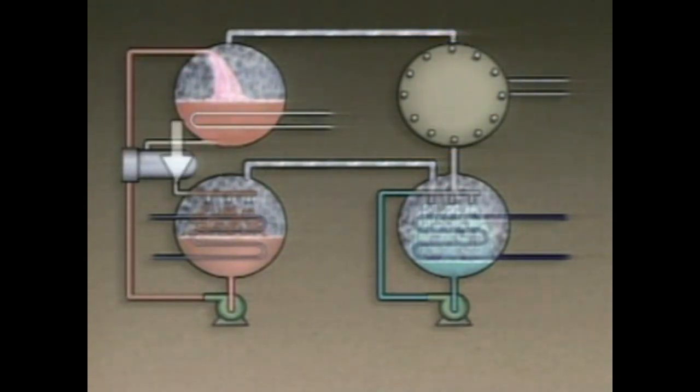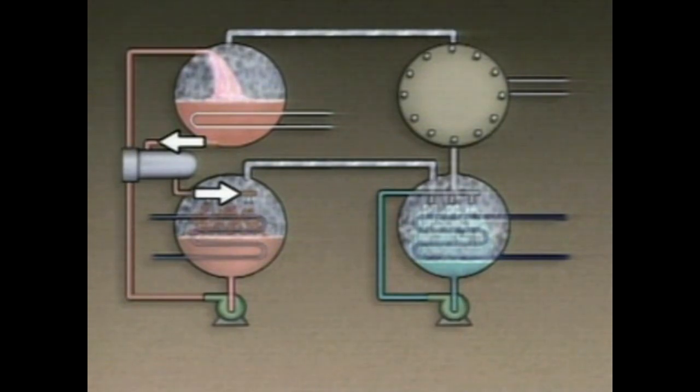The strong absorbent is sent back to the absorber. On its way, it passes through a shell and tube heat exchanger. Weak absorbent on its way to the generator also passes through this heat exchanger. In this heat exchanger, the strong absorbent gives up some of its heat to the weak absorbent. Cooling the strong absorbent increases its ability to absorb the refrigerant vapor when it's sent to the absorber.